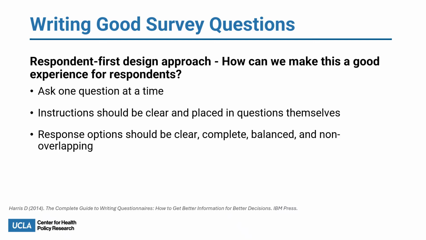Building on a respondent-first approach, we also need to think about the structure and flow of our questions. Another mistake is asking multiple things in a single question, which will produce unreliable data on both items. This is most common when you are trying to shorten a survey and do so by combining questions or topic areas. Instructions should be embedded directly into the question when possible, rather than placed in a separate location. This helps respondents understand exactly what's being asked without having to search, or sometimes not search, for additional guidance.